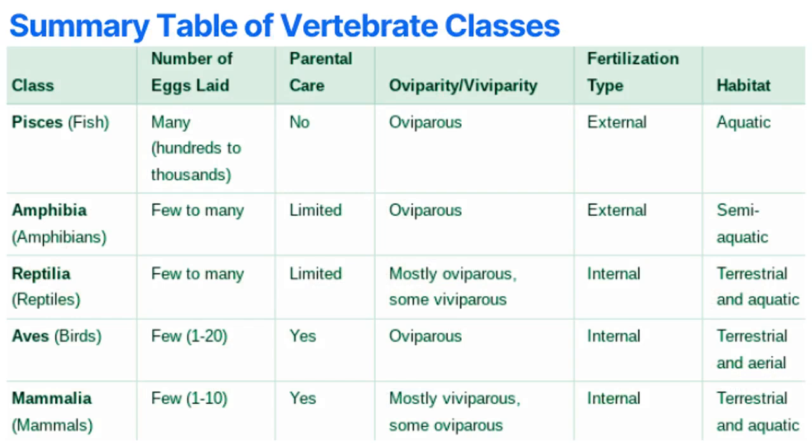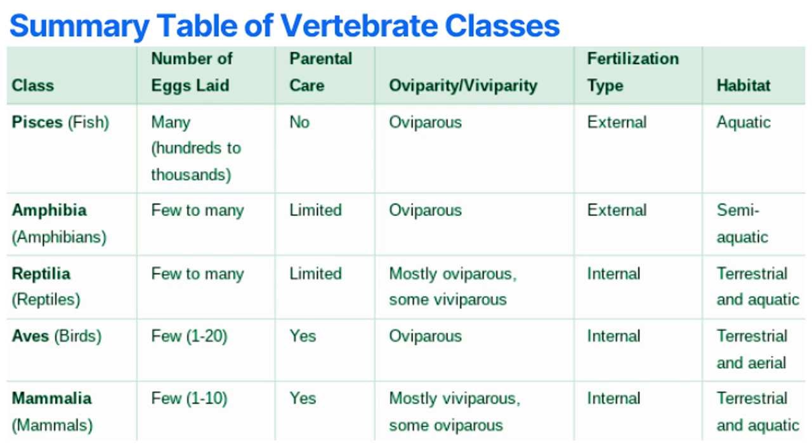This table summarizes the characteristics of the different classes of vertebrates. Fish lay many eggs, but they do not provide parental care. Amphibians lay fewer eggs, and parental care is usually limited. Reptiles, birds, and mammals show varying levels of parental care, with birds and mammals generally investing the most in their young.